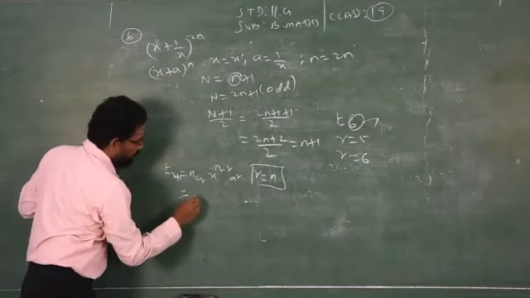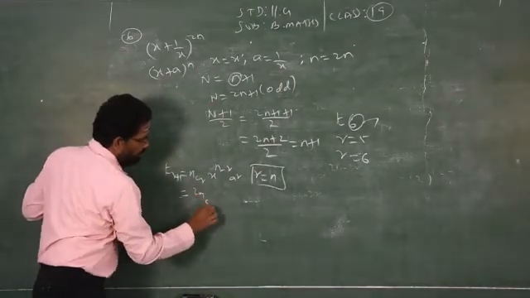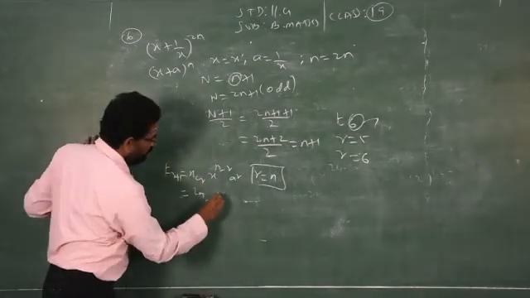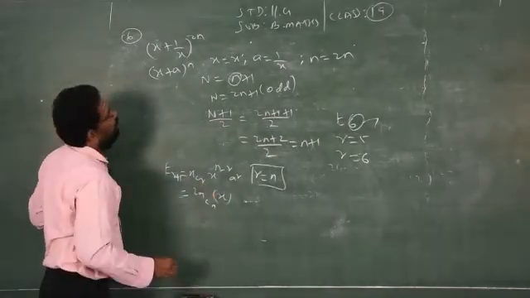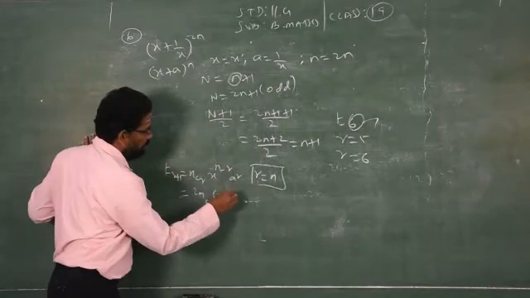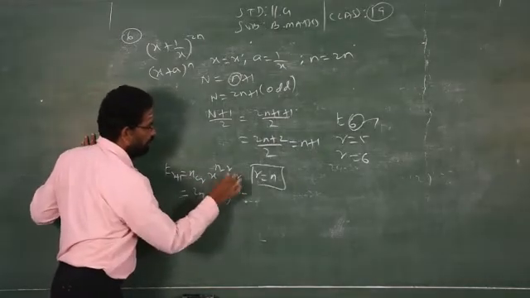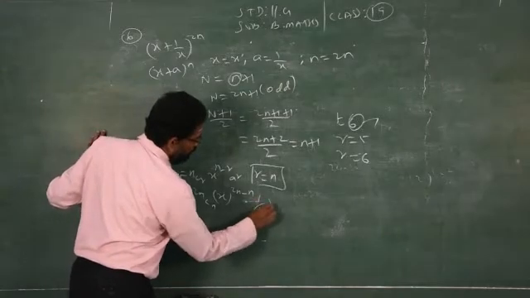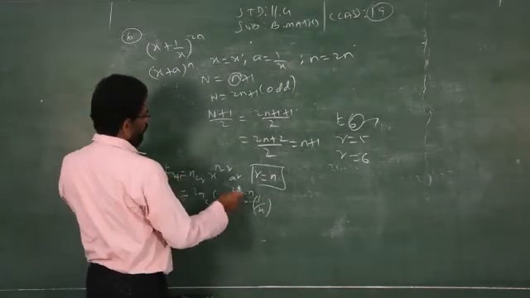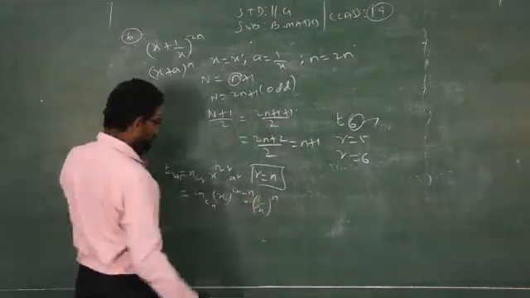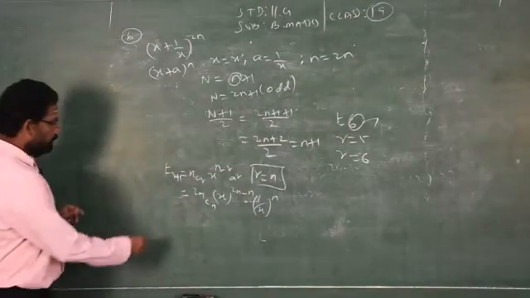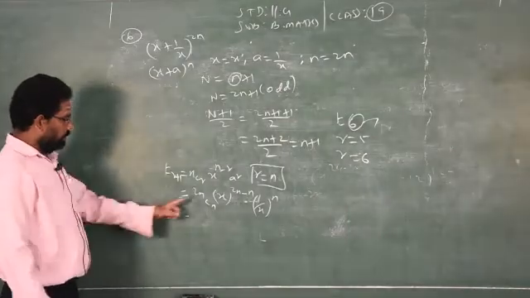n is replaced by 2n, r is replaced by n. Then what is my x? x is x only. x power n minus r, n is 2n, r is n. Then what is a? a is 1 by x power r, r is n. I am just replacing the information in that question. That's all. Then you know how to write 2nCn.